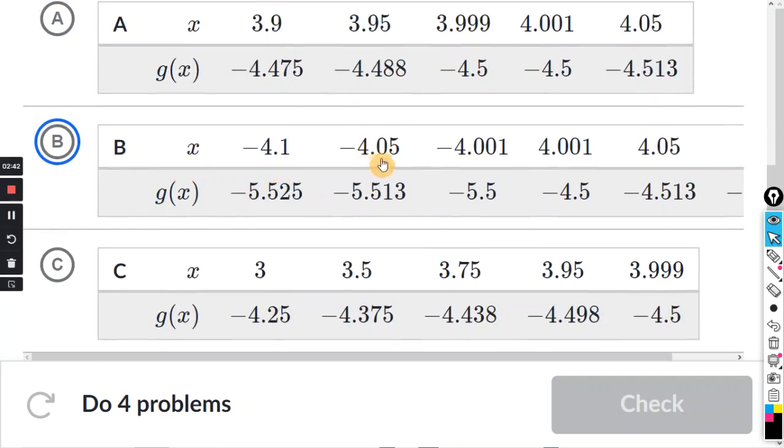Answer B, let's see. Here they're getting closer and closer to 4. But this is so far away from 4. This is at negative 4. It should have been at 3.9 something by now. This side is correct. They're getting closer to 4, but over here they're approaching negative 4. That's no good. And answer C, their x values are getting closer and closer to 4, but it's only one-sided. They have the values less than 4. They don't have any values greater than 4, so C is no good.